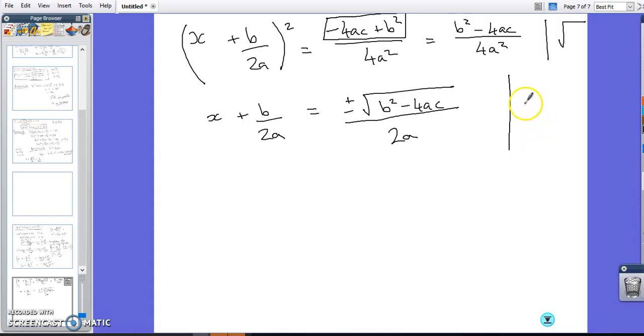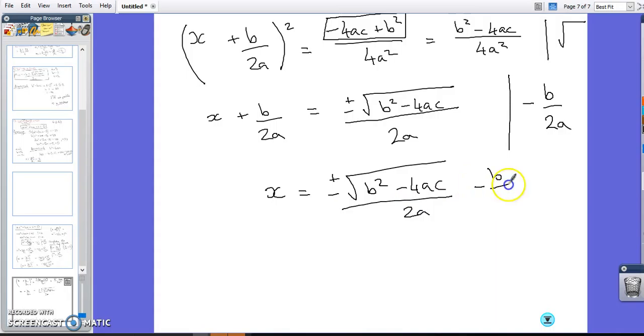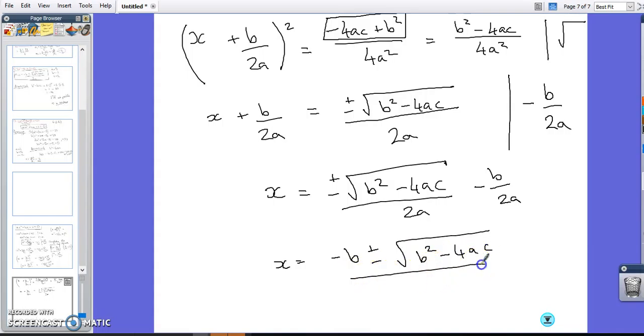And all that's left for me to do is take off this fraction to have x is equal to plus or minus the square root b squared minus 4ac over 2a minus b over 2a, which of course, as these are the same denominator, I can add and subtract these, and it's convention to write this b out the front so that it's not confused and put under the square root, as this is the only thing that belongs in the square root. So we have x is equal to minus b plus or minus the square root of b squared minus 4ac over 2a.